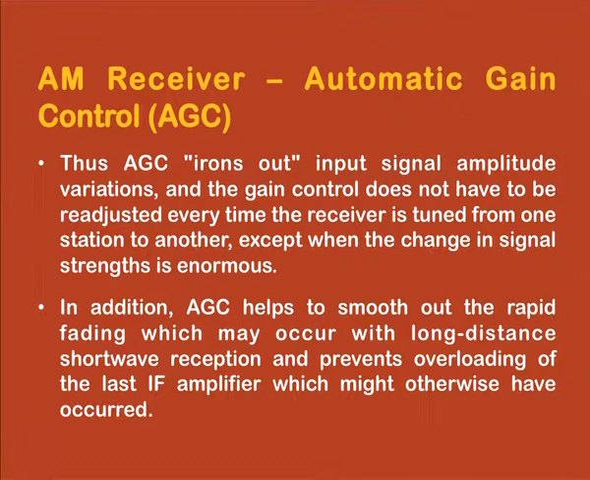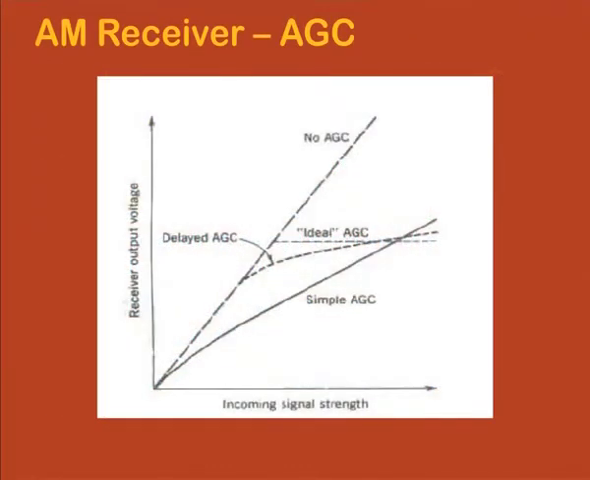In addition, AGC helps to smooth out the rapid fading which may occur with long distance shortwave reception, and prevents overloading of the IF amplifier stage which might otherwise have occurred. In this schematic, we see the transfer function of the AGC circuit. On the x axis we have incoming signal strength, and on the y axis we have receiver output voltage.